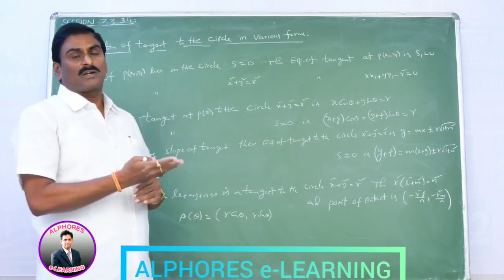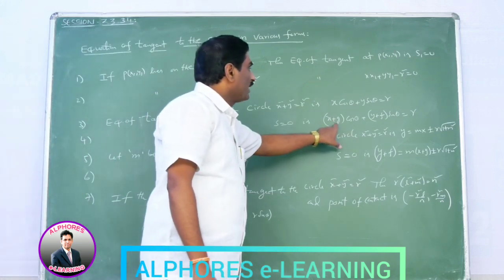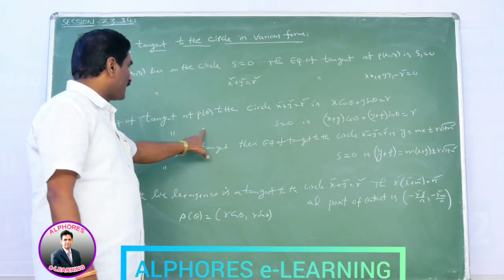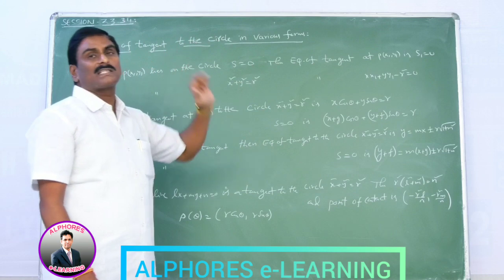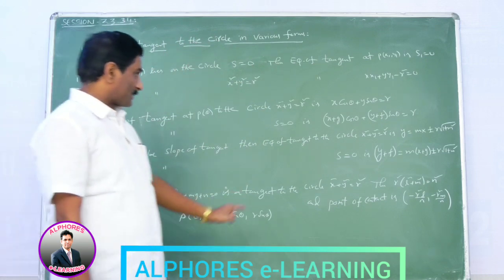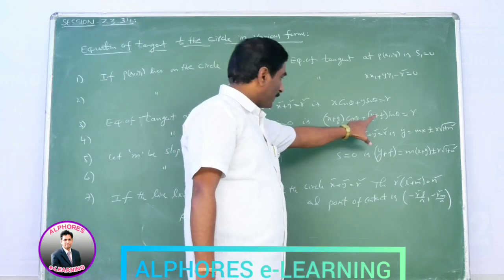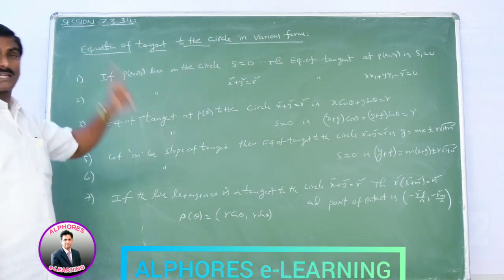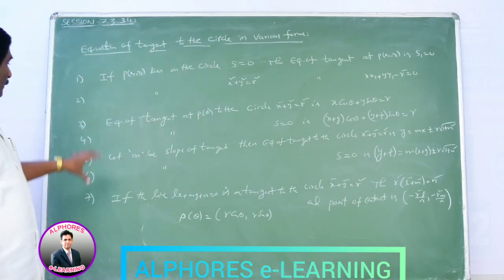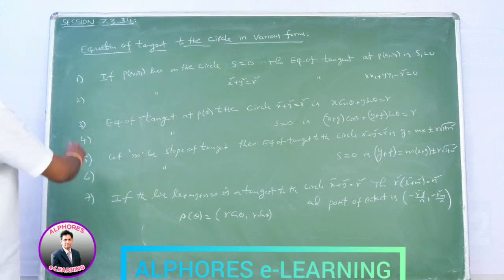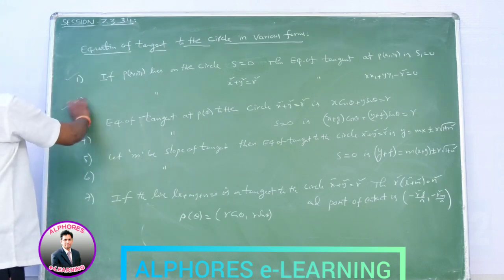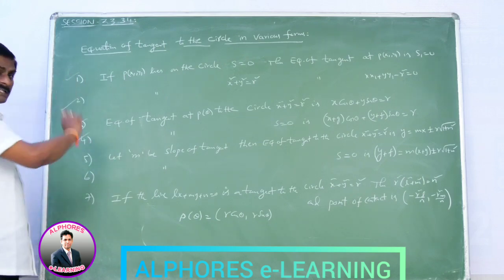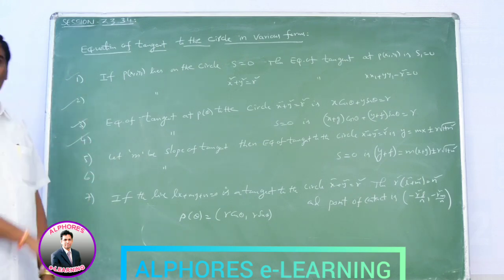For the circle S = 0, x can be replaced by x + g, y can be replaced by y + f. So the equation of the tangent at P(θ) to the circle S = 0 is (x + g) cos θ + (y + f) sin θ = r. First one is where a point on the circle is given. Second one, parametric form. It is for when the center is (0, 0), and in the other case the center is not (0, 0). Here also one case is center (0, 0), the other case center non-zero, that means (-g, -f).